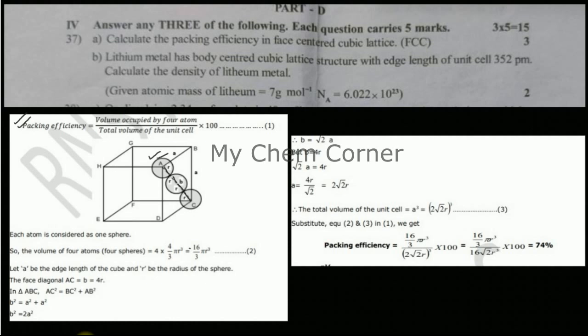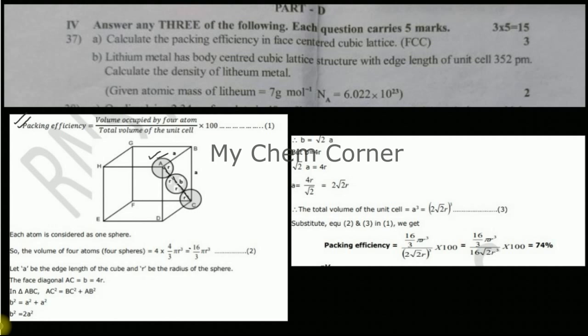So now what you'll do, you will apply the Pythagoras theorem to it. Simple thing, AC square is equal to BC square plus AB square. AC is taken as B, that is the diagonal. So B square is equal to A square plus A square. This will become B square is equal to 2A square. Therefore, B is equal to root 2 A.